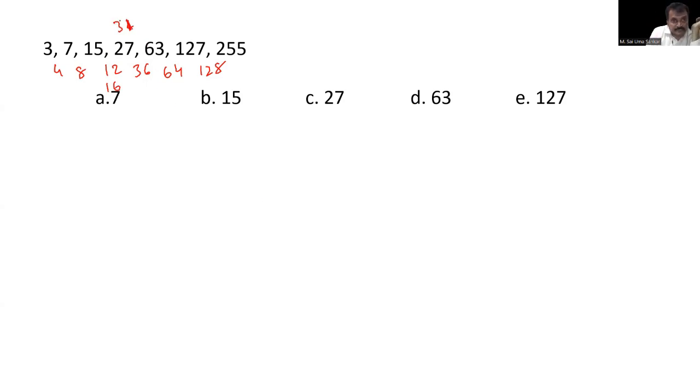Then, if the difference between 31 and 63 is 32, then what happened? 4 into 2 is 8, into 2 is 16, into 2 is 32, into 2 is 64, into 2 is 128. So, what is the wrong number? Suppose instead of 27, 31 is there, then that is the perfect answer. But here, the 27 is there. So, what is the wrong number in the sequence? 27, which is the required answer. Right?